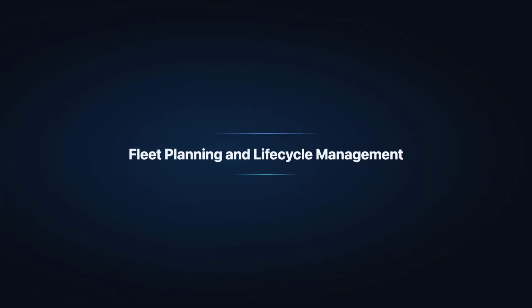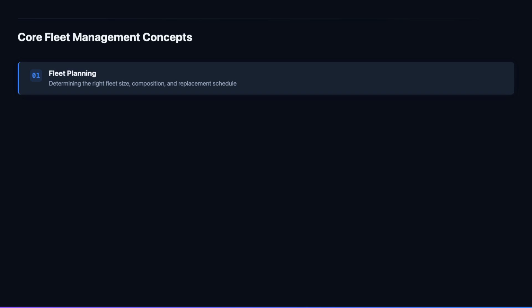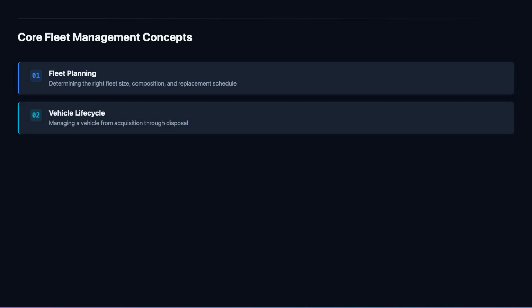We begin with the fundamentals of fleet planning and how to manage vehicles effectively throughout their entire life cycle. These foundational concepts guide every decision we make in planning, operating, and optimizing a fleet. Fleet planning ensures we have the right number and type of vehicles to meet operational demands without excess. Understanding the full life cycle helps us optimize total cost of ownership and plan replacement strategically.